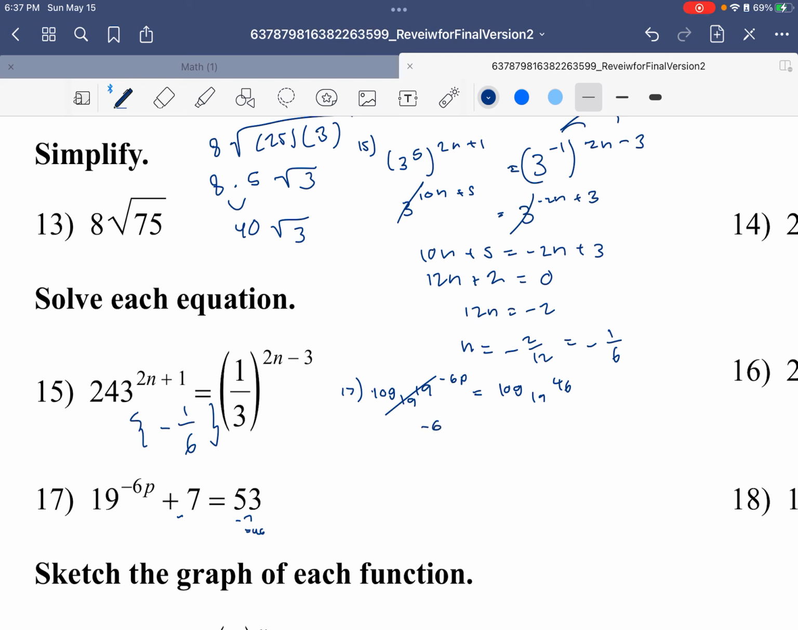So we can bring 6p down, and it's going to be equal to log base 19 of 46. And we need to solve for p, so we're going to divide by negative 6 on both sides. We're going to have p equals log base 19 of 46 over 6, and that's going to be negative. And that is our answer. This is our exact answer.